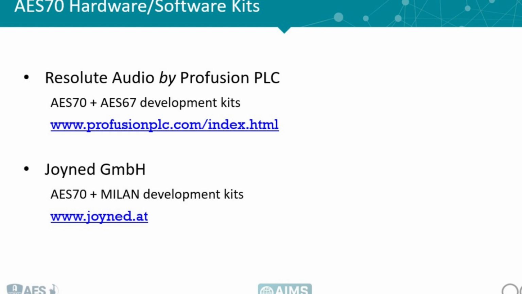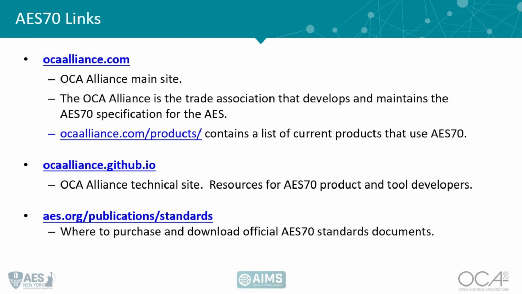And then here are the links. The main website of OCA is OCAalliance.com, and that's got all the professional graphics. OCAalliance.com/products shows a list of current products that use AES70. That might be interesting. Then there's OCAalliance.github.io, which we refer to internally as the tech site. That's a site that a few of us technical types maintain. It's got the downloads and all this kind of stuff. It's not beautiful, but it's where all the developer support is, and so forth.